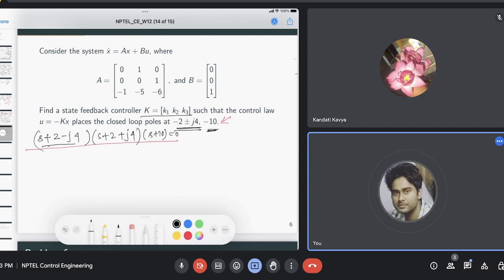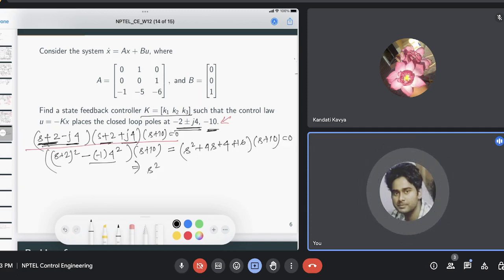So you can see that if you take a, then (a minus b)(a plus b) is a square minus b square. This is (s plus 2) whole square, and this is minus j 4 square. What is this? j square will be minus 1, so it will be minus 1 times 4 square, into (s plus 10), equal to s square plus 4s plus 4, and this will be plus 16 times (s plus 10) equal to 0.